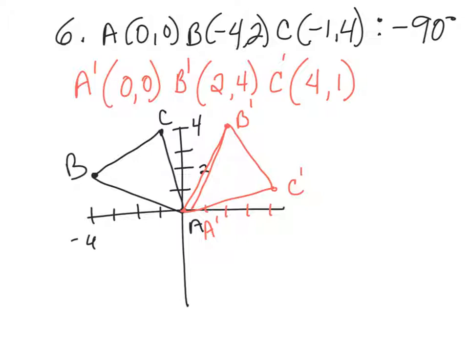Problem number 6 is at -90. So what is the rule for the -90? Change the sign on the X and then flip it. So that would be (Y, -X).